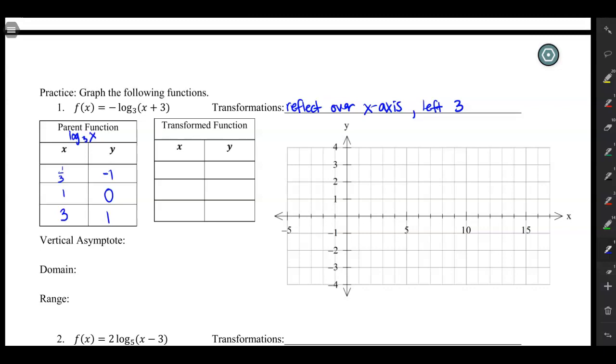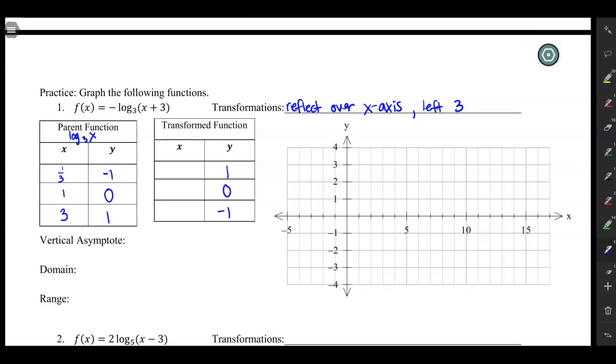Okay, so let's go ahead and look at how those transformations are going to affect the values of my parent function. So if I'm reflecting over the x-axis, that means that I'm basically flipping my graph upside down. So I'm going to change all of my y values to the opposite sign. So instead of having negative 1, I'm going to have a positive 1. The 0 will stay the same, and then I'm going to have a negative 1.